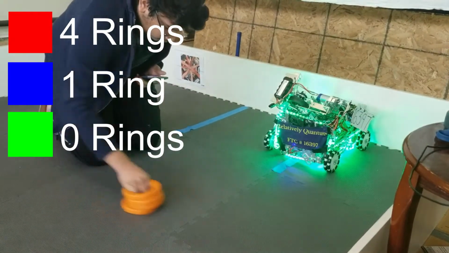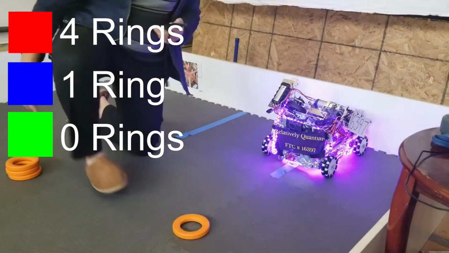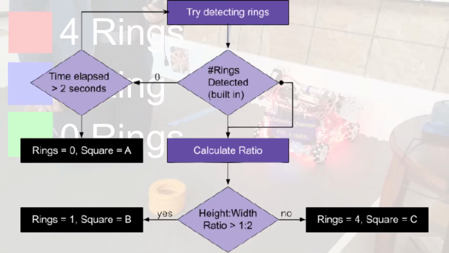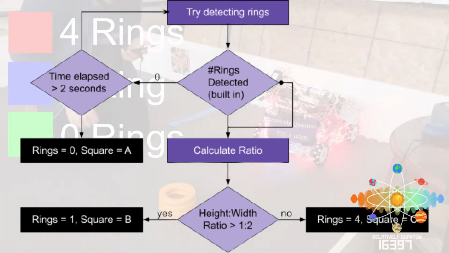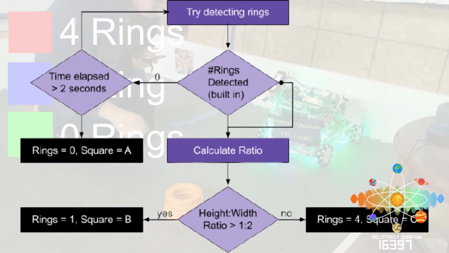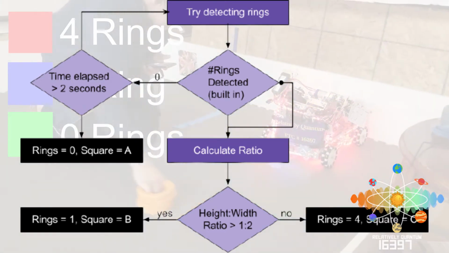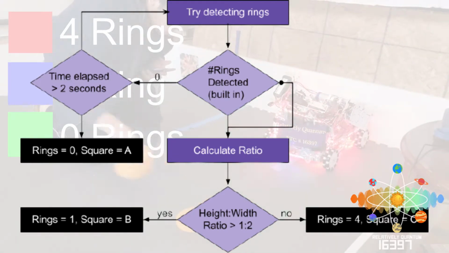Instead of relying on the built-in detection of single or quad rings, we grouped them both into a general detection of if there were any rings present. And from there, we compared the ratio of height to width of the bounding box around the rings. If it was a high ratio of height to width, then we knew it was a 4 ring stack, and if it was a low ratio, we knew it was a 1 ring stack. After a period of 2 seconds, if it was unable to find any rings, neither single nor quad, then we determined that there were no rings.